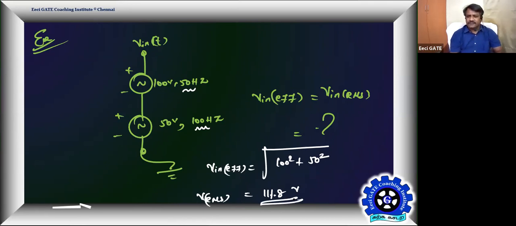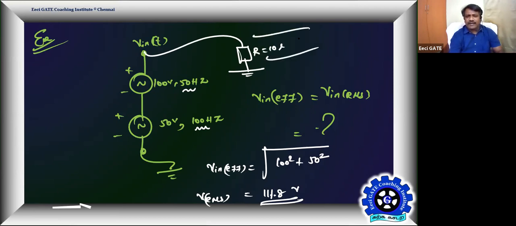Okay. There is no meaning if someone is talking about the peak value of this combined source. No meaning for that. Why are we calculating RMS? If I connect a resistor now, directly I can comment on the power. If R is equal to 10 ohm is connected, directly I can comment on the power dissipated across this. So the purpose of V effective is only this. After getting V effective, if someone is asking you for this combination, what is the peak value? No, it doesn't make sense.